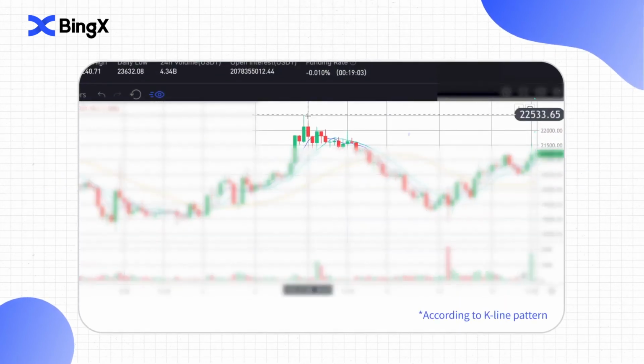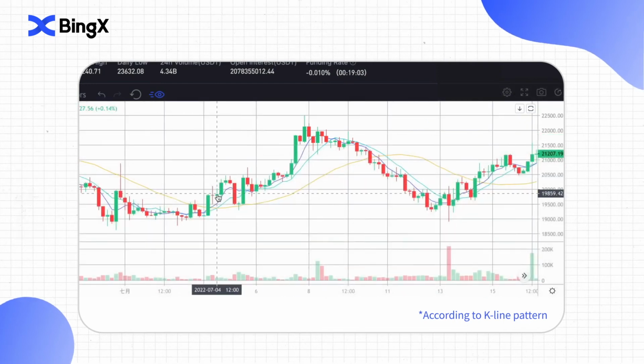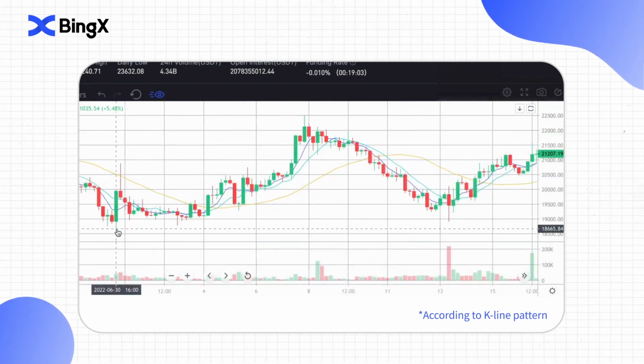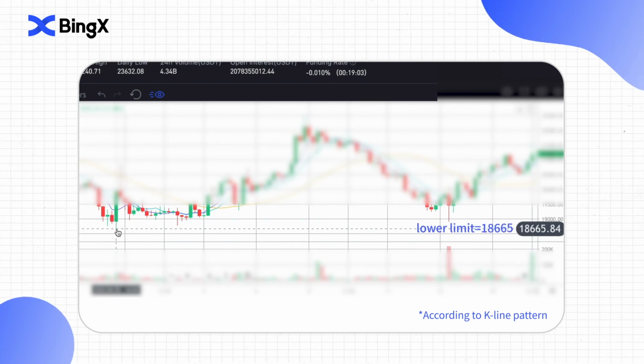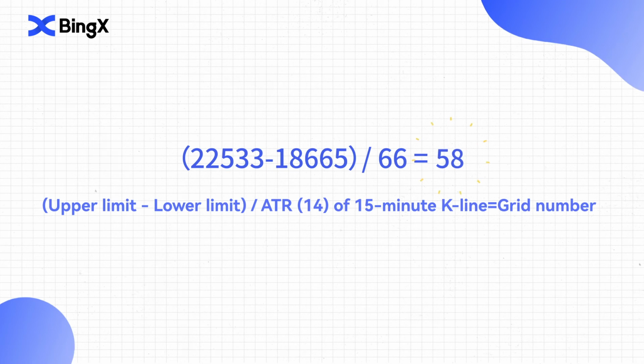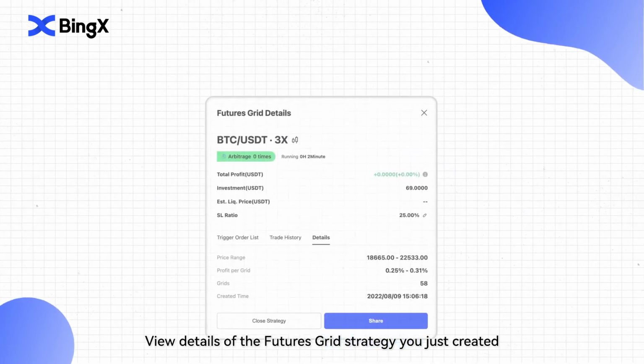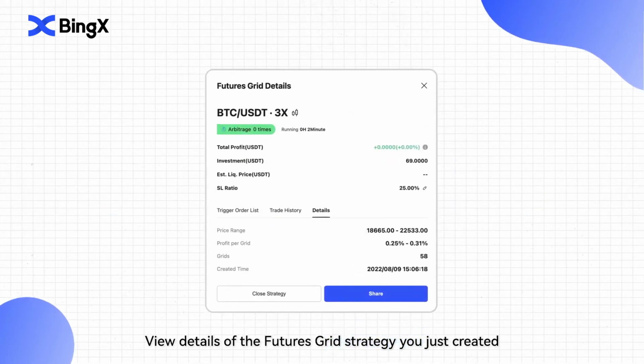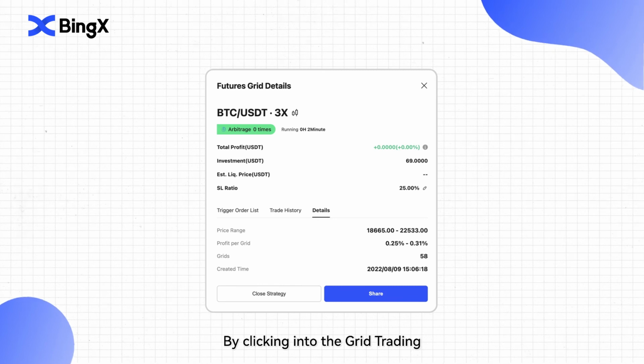If the grid has an upper limit of 22533 and a lower limit of 18665 and the ATR 14 is 66, then the grid number would be 58. View details of the futures grid strategy you just created by clicking into the grid trading.